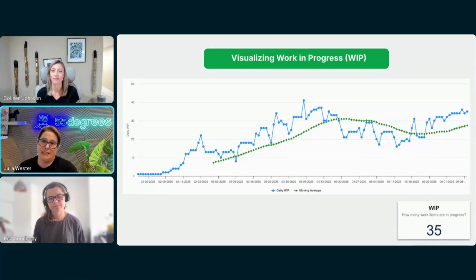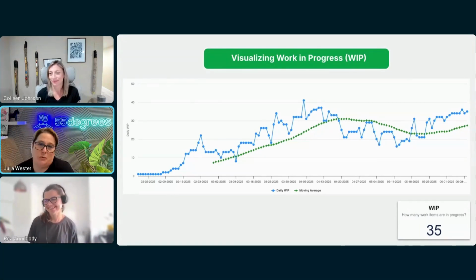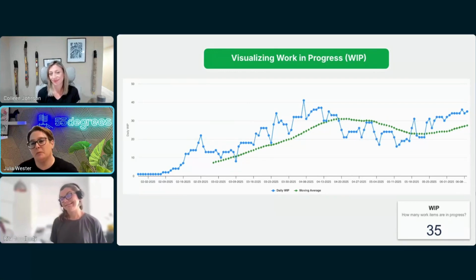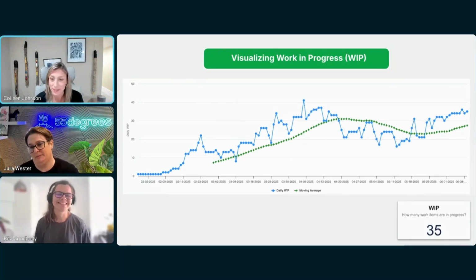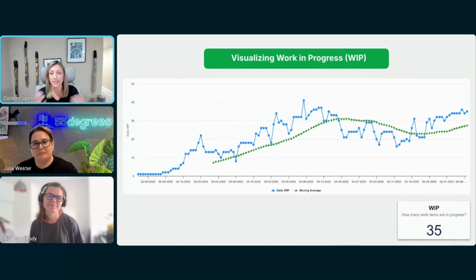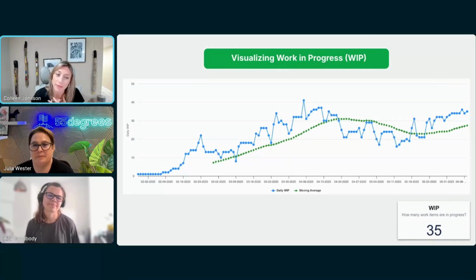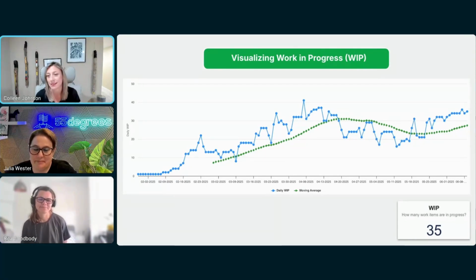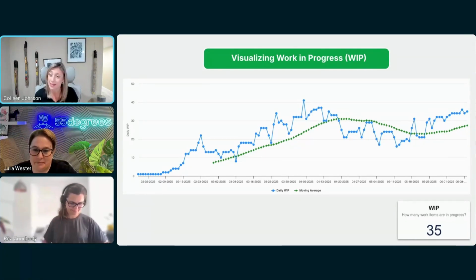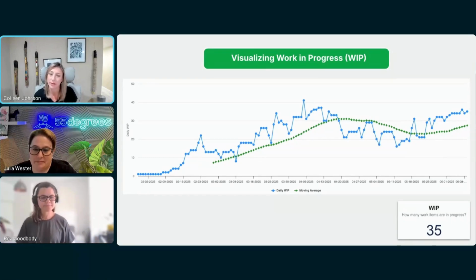Now, Colleen, if I was to look at this chart, how do I know if we're having a problem with our WIP? Yeah, it's a great question. You know, for a lot of teams, that's usually their first question is, what is the right amount of WIP? And unfortunately, I can't answer that for you. It's going to depend on the capacity of your team or the capacity of your organization to determine what an ideal amount of work in progress is going to be for your team.